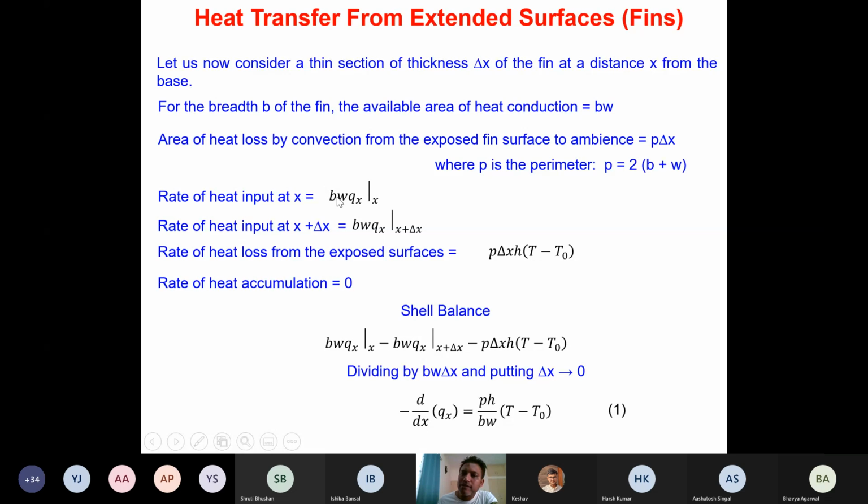So shell balance in this case is going to be input minus output minus heat loss, that is going to be equal to 0. I forgot to put the 0, so I'll just put it. So this is 0.